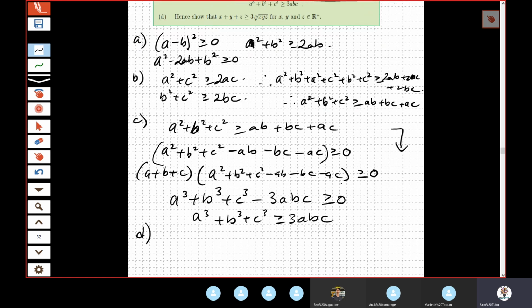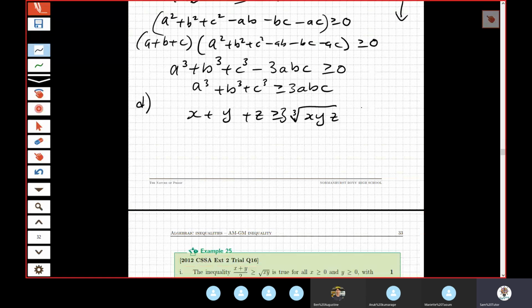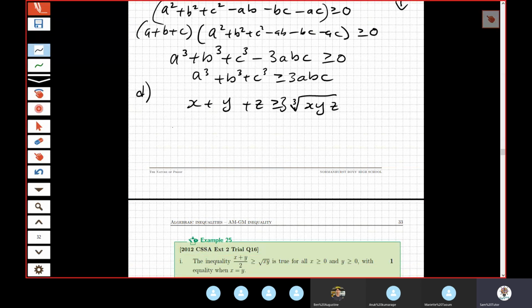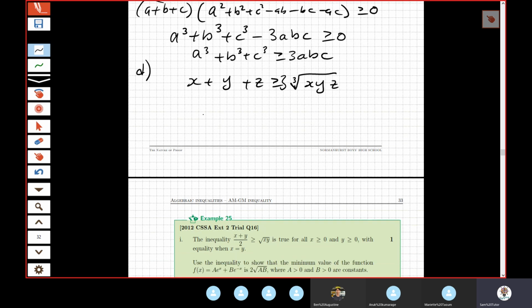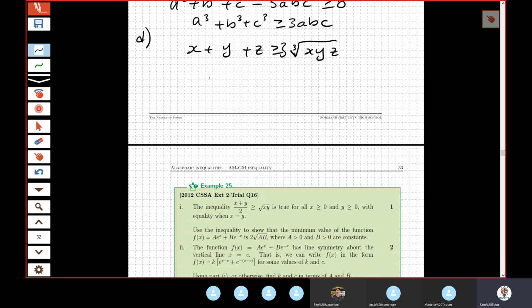All right. Again, creativity. Let's see if you guys can get it out. Hence, show that x plus y plus z is greater than or equal to 3 cube root x, y, z. Sorry, 3 cube root. Let's get this 3 out of the way. Okay. Come on, someone tell me. How are we going to show this? Hence.